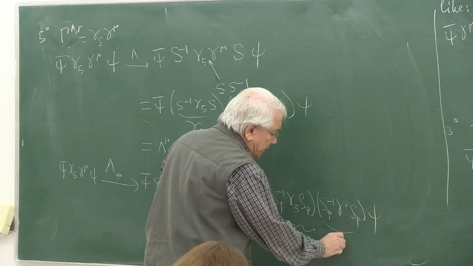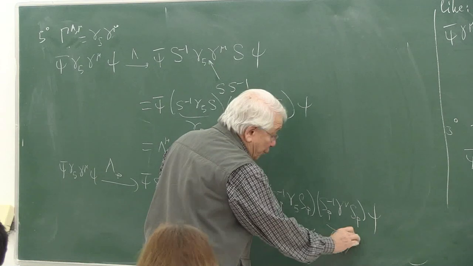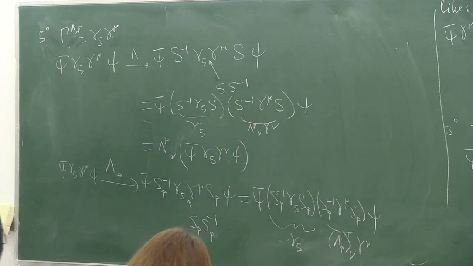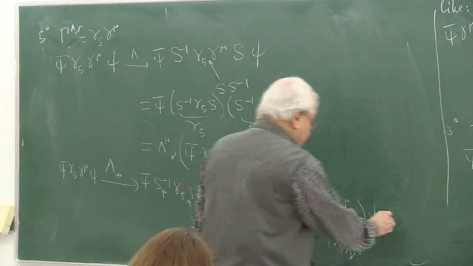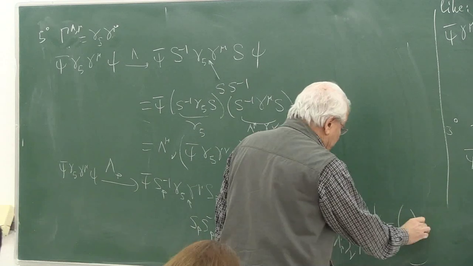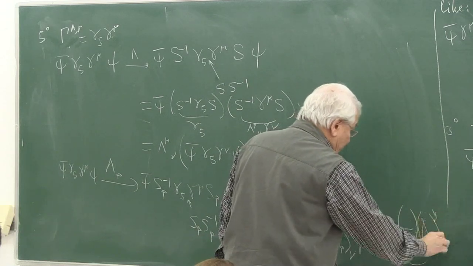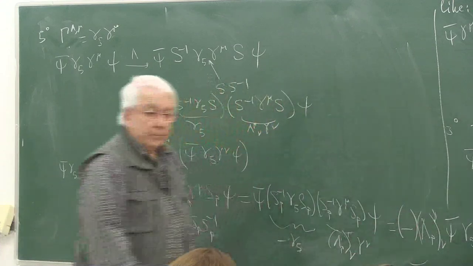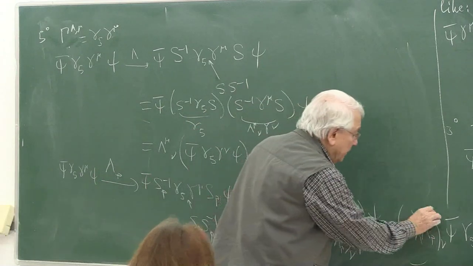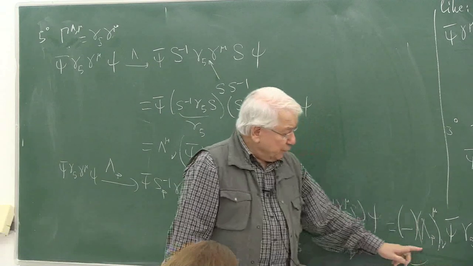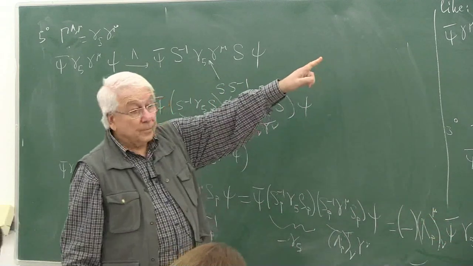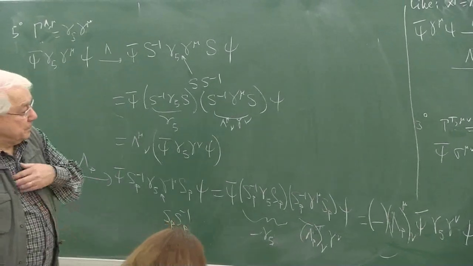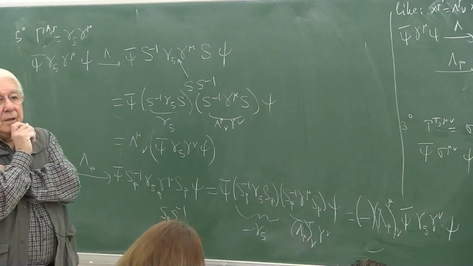But this thing is Λ_P^μ_ν γ^ν. That's yet μ. So what is the result? The result is minus, this is a very important minus sign, times Λ_P^μ_ν ψ̄γ⁵γ^νψ. This portion is the typical transformation under parity, like x^μ itself. But there is an overall minus sign in front. That's why it is an axial vector. Not a vector, but an axial vector.